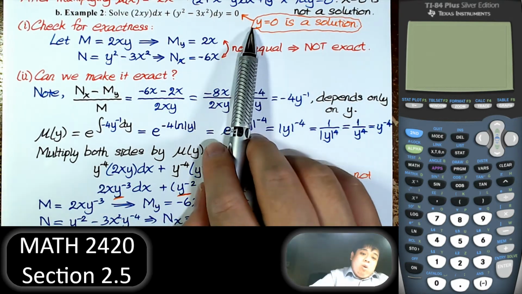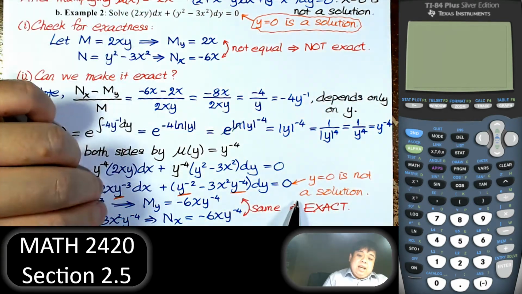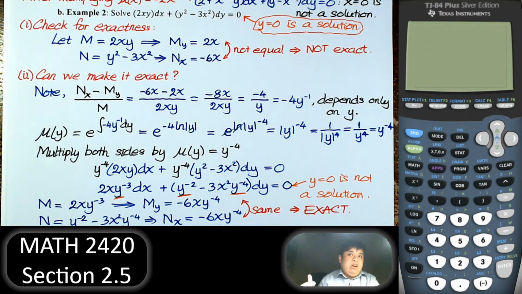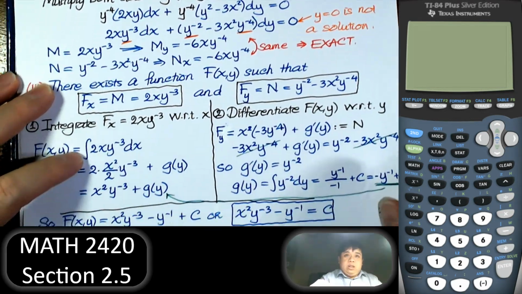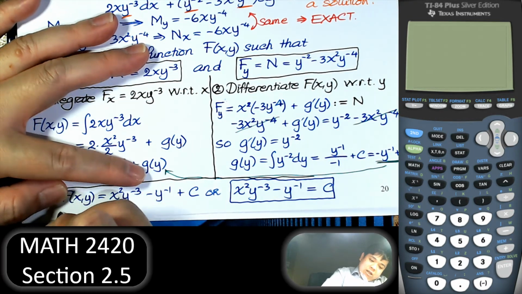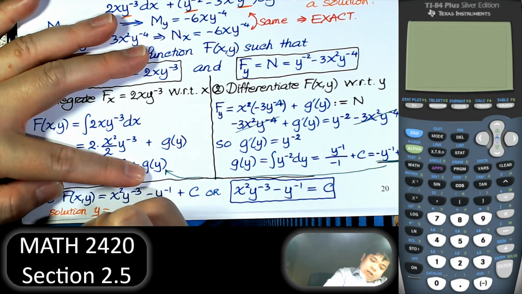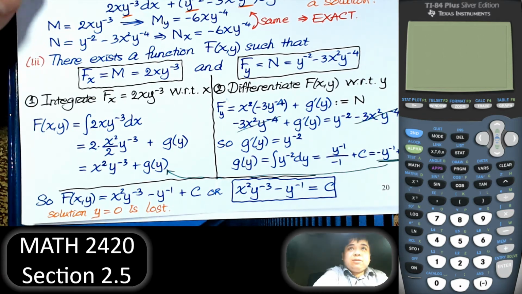So here we have y equal to 0. Originally it is a solution, but after that it is not a solution anymore. So we have something before, and then we don't have it anymore, which means we lost a solution. So in this case, the solution y equal to 0 is lost. Right.